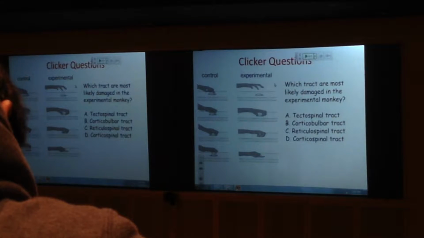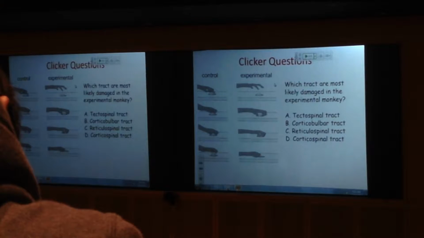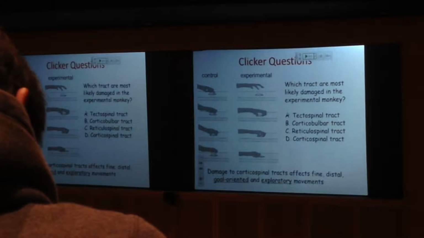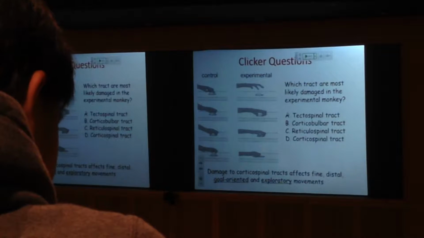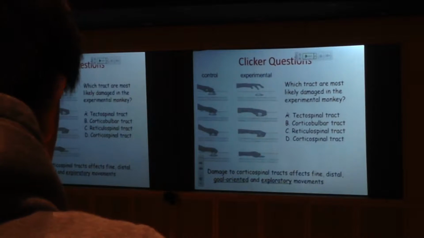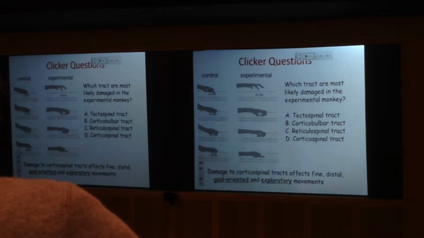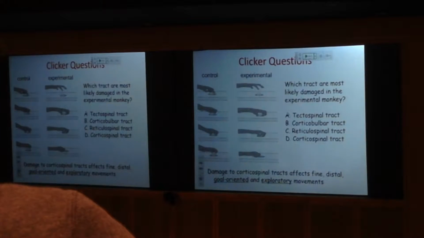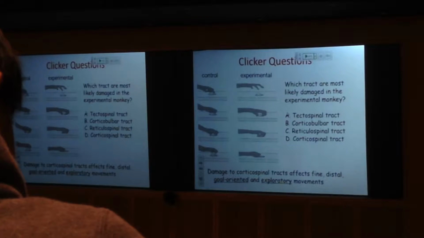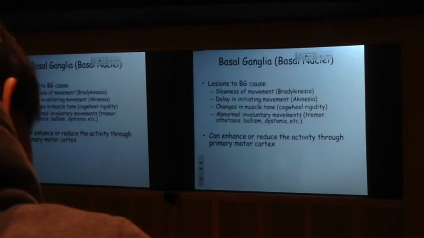And this is actually the experiment we did before, and basically these experiments indicate that damage to the corticospinal tract affects fine, distal, goal-oriented, and exploratory movement. Okay, so that's another kind of summary for the corticospinal tract.